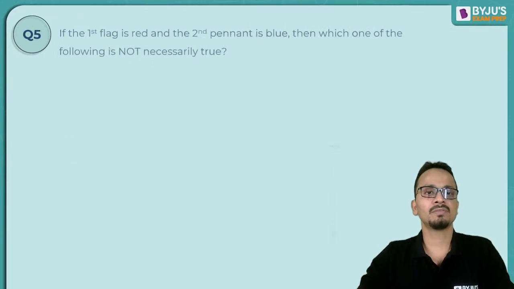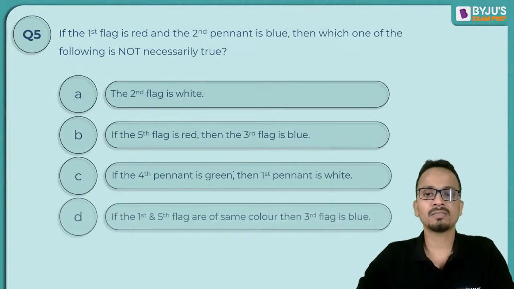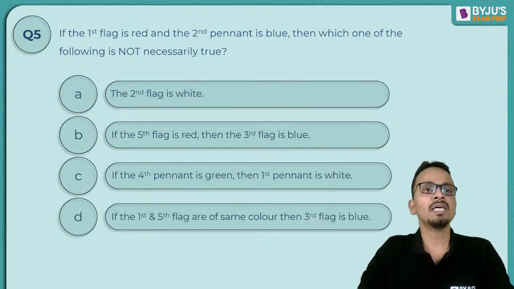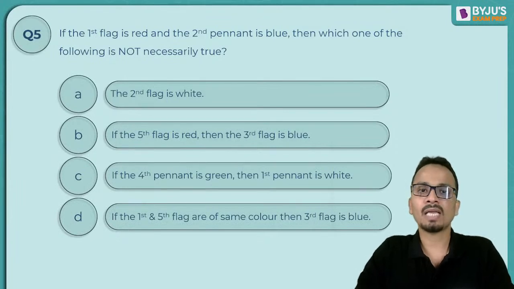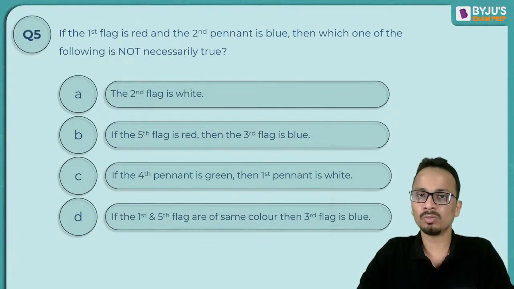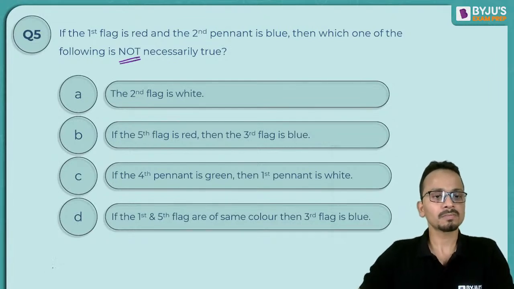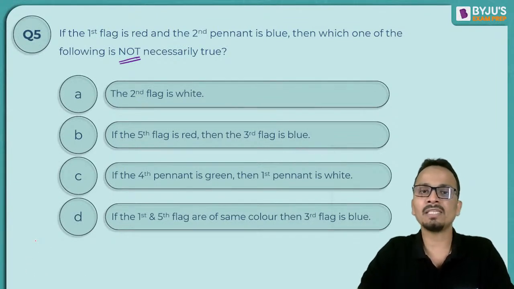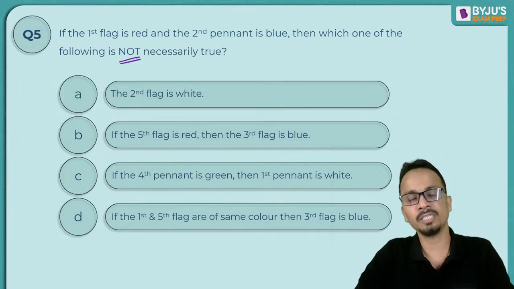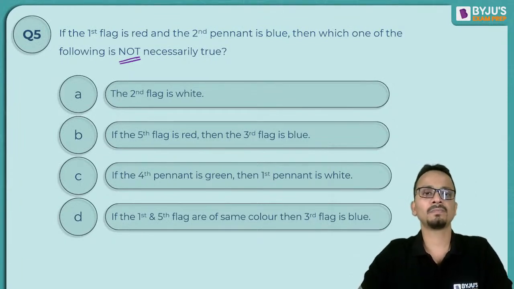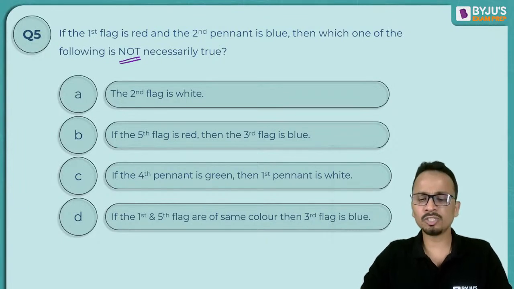Question number 5. Have a look at it and try to give me an answer for this. If the first flag is red and the second pennant is blue, then which of the following is not necessarily true? If the first flag is red and the second pennant is blue, then which one of the following is not necessarily true? So not necessarily true means it may be true, it may be false.